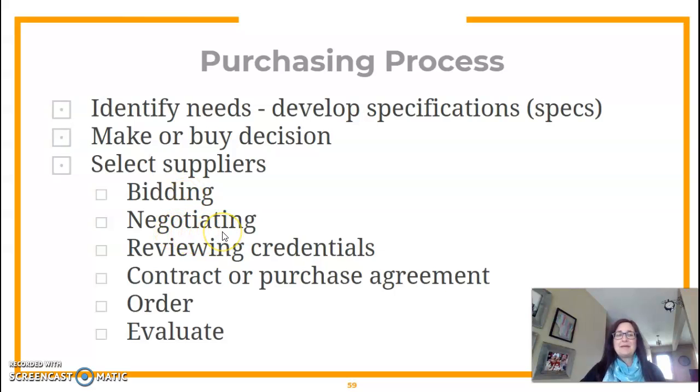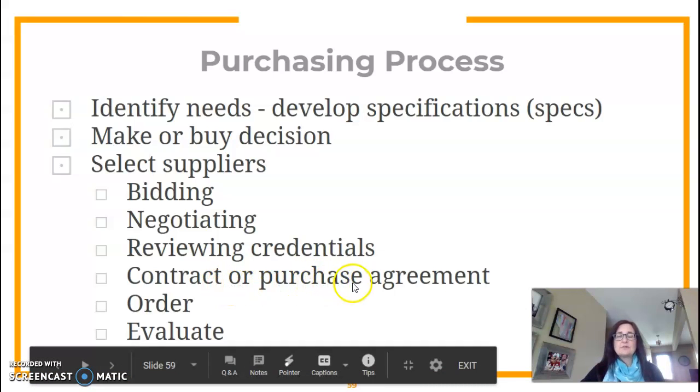Negotiate the bidding process to get the lowest bid. You look at the credentials of the person who's doing the job to make sure that they're doing what they should be doing, that they have a good credit standing, that they have essentially a good rating. Then you make a purchase agreement or a contract with them to make sure that they do what they're supposed to do on time. Then you might order from them and evaluate if this is a good supplier or not. That is it for purchasing.